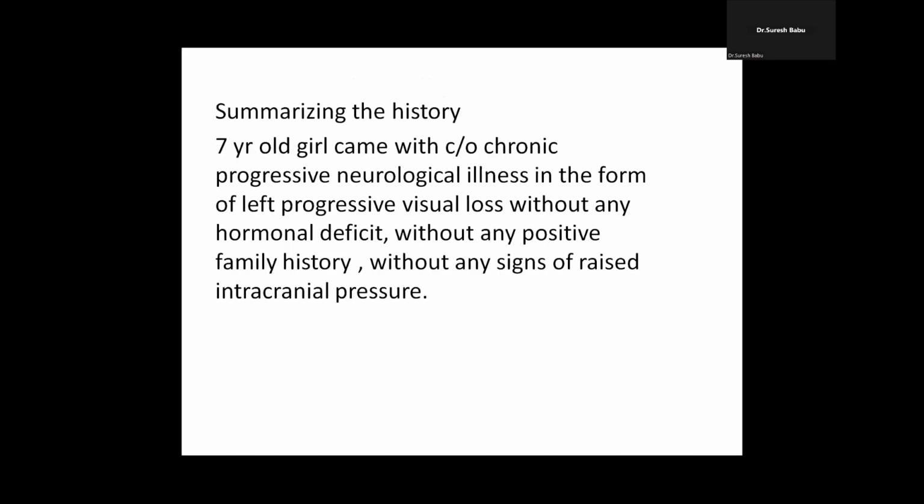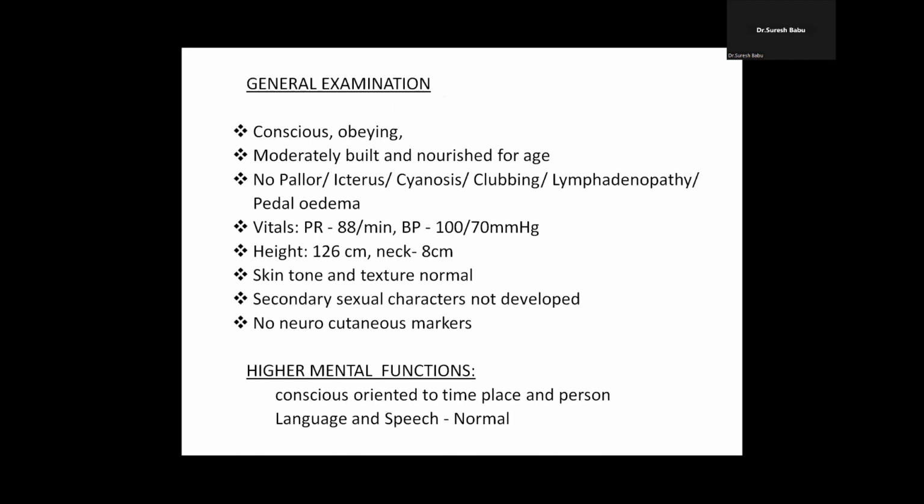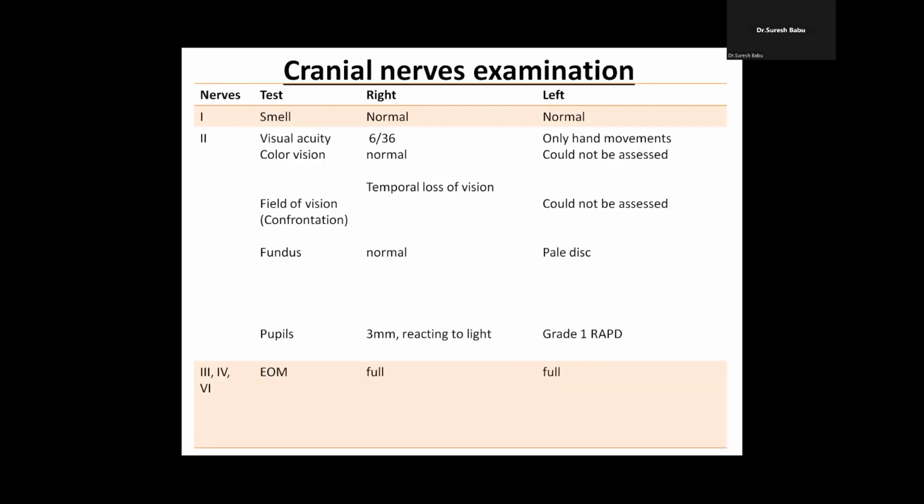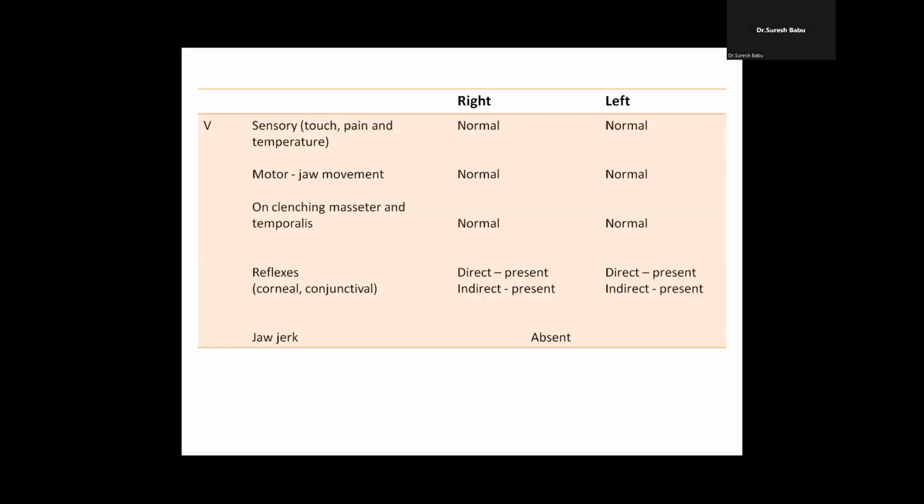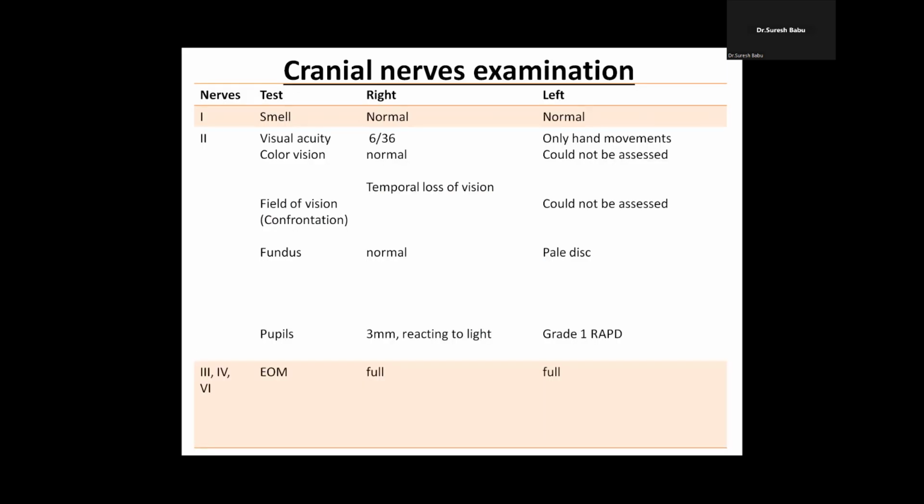In the examination, the right side vision is 6/36, and left side only hand movements. Color vision is normal in the right eye, whereas the left eye cannot be assessed. The field of vision on the right side shows temporal loss of vision. On the left eye, we could not assess. Fundus is normal on the right side, and the left is a pale disc. Pupils 3 mm reacting on the right side, left side is graded as RAPD. Other things are normal, sir.